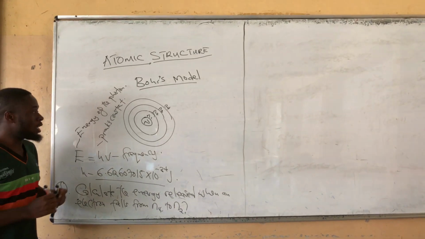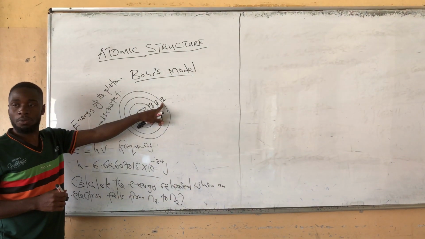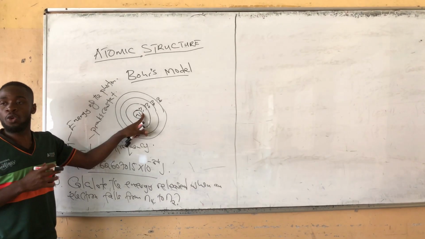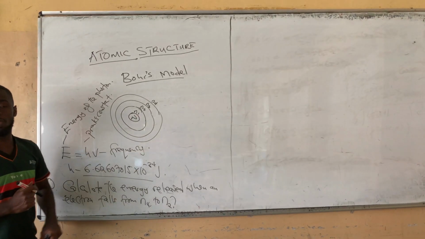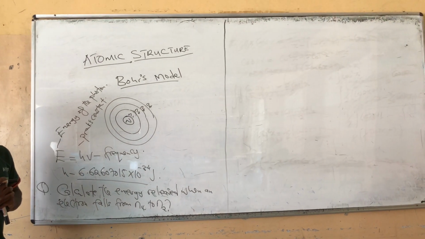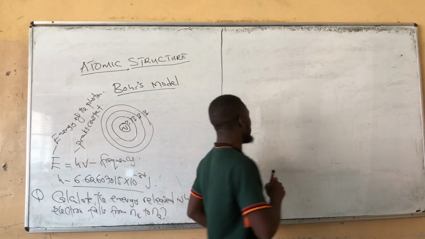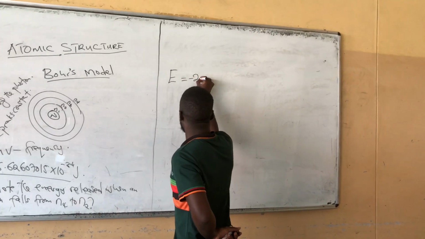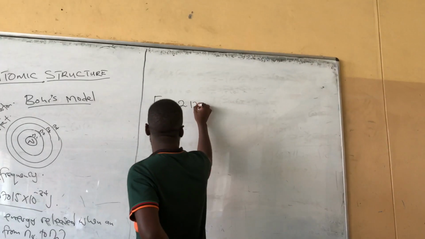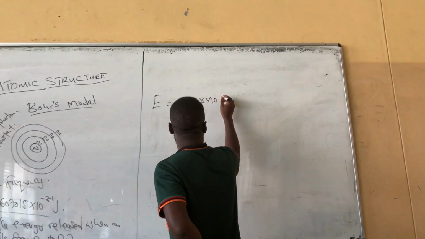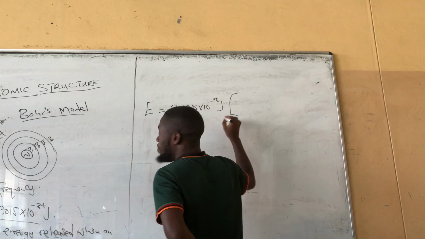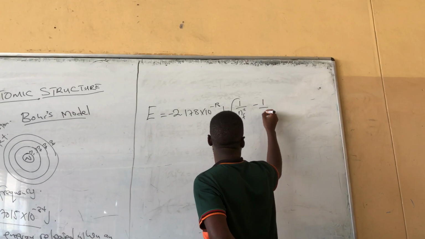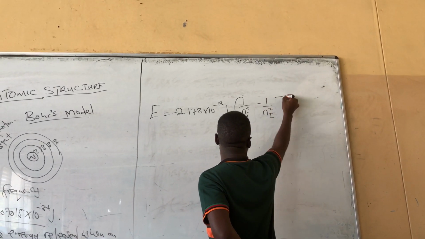So here, you are seeing that this is falling from the higher energy level to the lower energy level. So meaning you expect the energy to be negative. Which formula do you use when you're calculating this? The formula that we are going to use here is this one. We'll say the energy released E is equal to negative 2.1178 multiplied by 10 to the power negative 18 J, open, 1 over N final squared minus 1 over N initial squared.